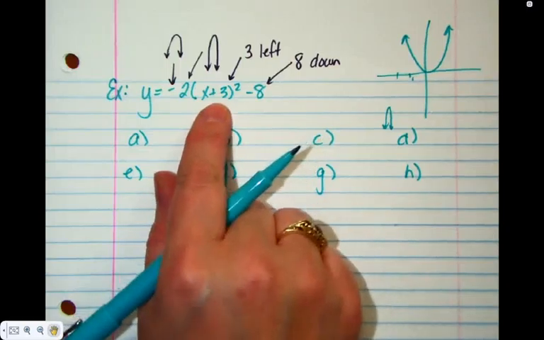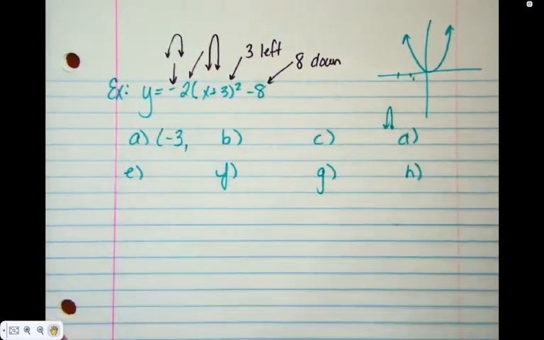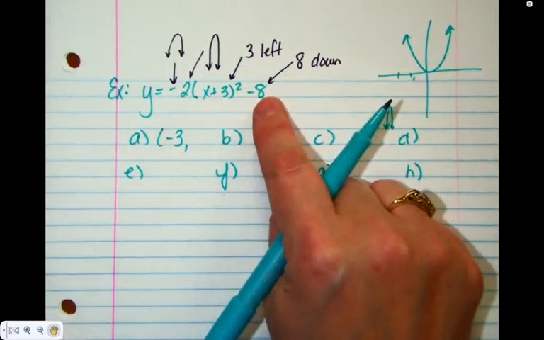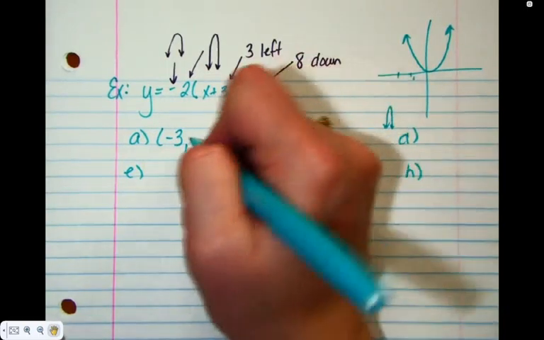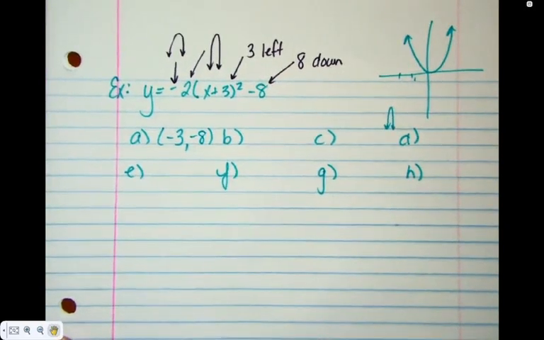The vertex is going to be the 3 in brackets, except I'm changing the sign to be a negative. I'm taking the number at the end outside the brackets all by itself. I am not changing the sign. My new vertex is -3, -8.